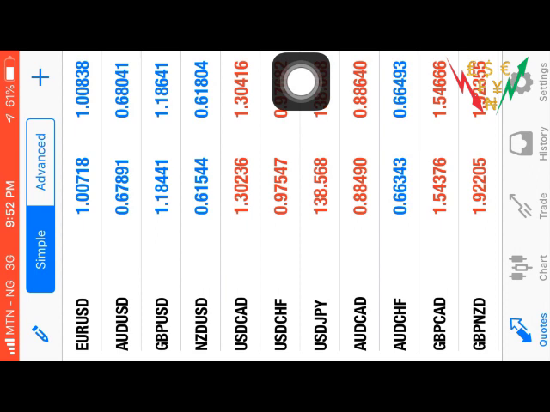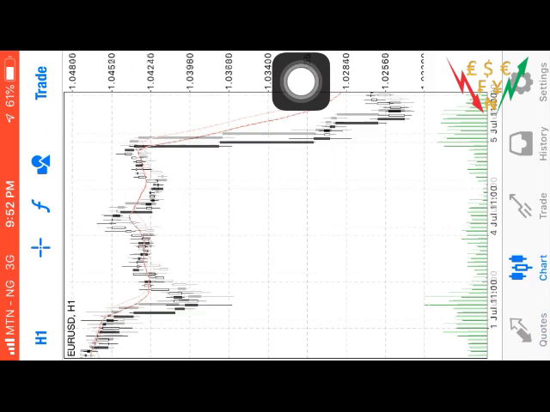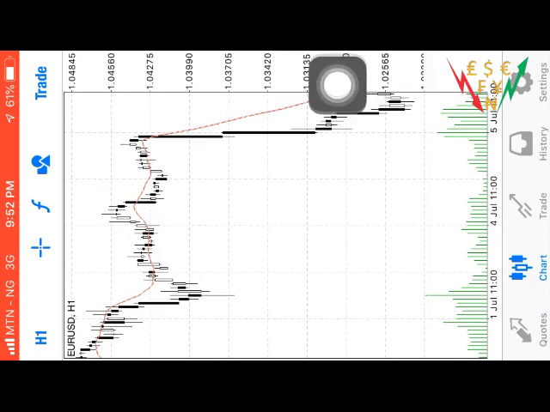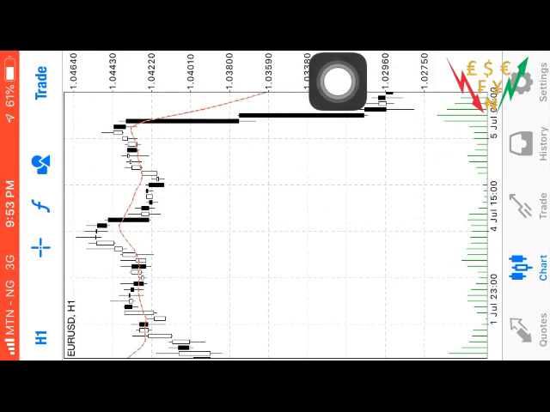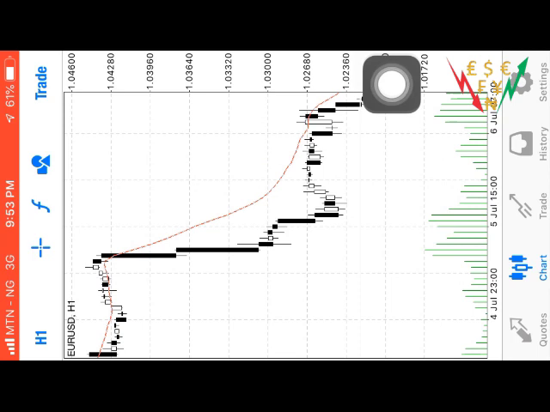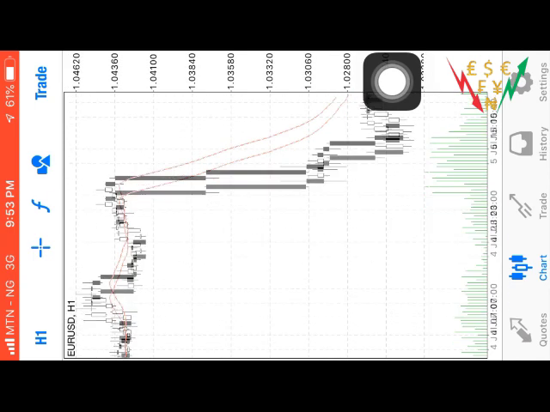Okay, so right here on the left-hand side we have the currency symbols. You have EUR/USD, AUD/USD, GBP/USD, all the currency symbols, and you have the different quote prices here, guys, the bid price and the ask price. But this is quite advanced. Let's say it's quite advanced for you guys. Let's go on to where we see the chart.